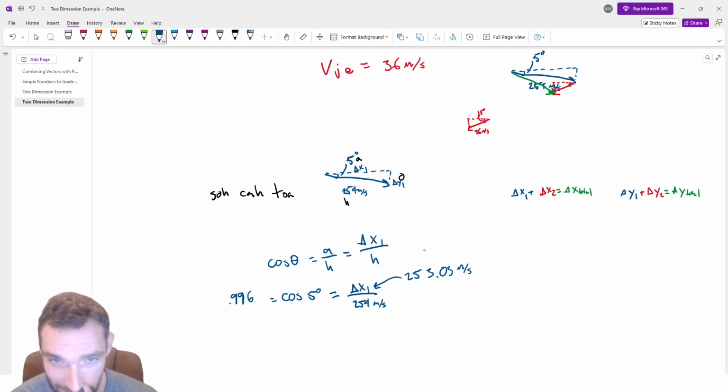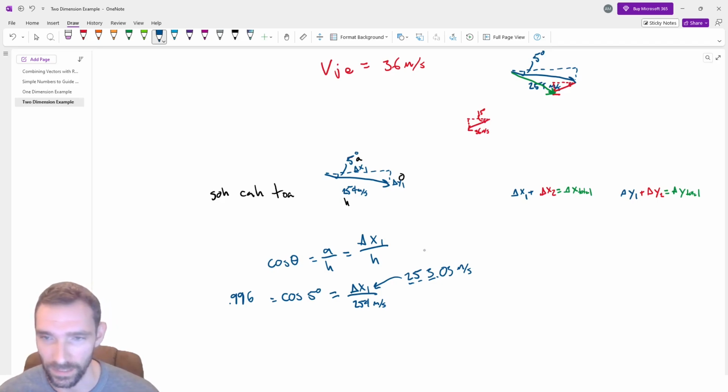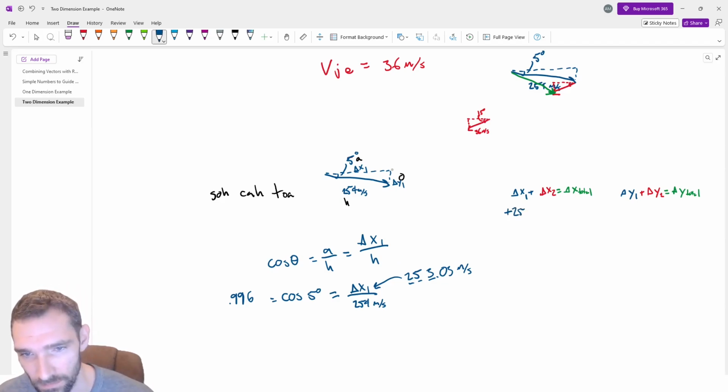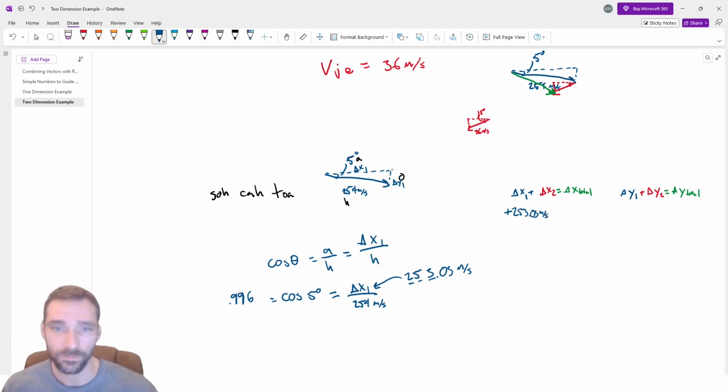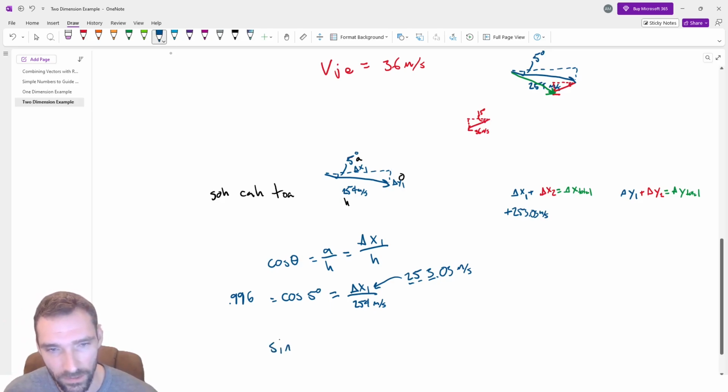It will get limited down to 3 sig figs, so I'm just going to mark that for now. It's not an actual number we're working with in terms of an answer, so we don't need to round quite yet. And that looks like it's going to the right, so I'm going to have that be a positive 253.03 meters per second.